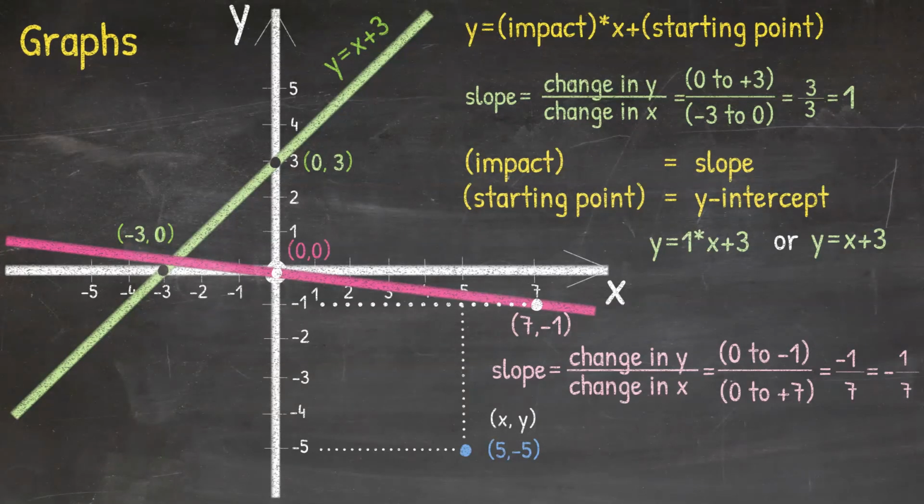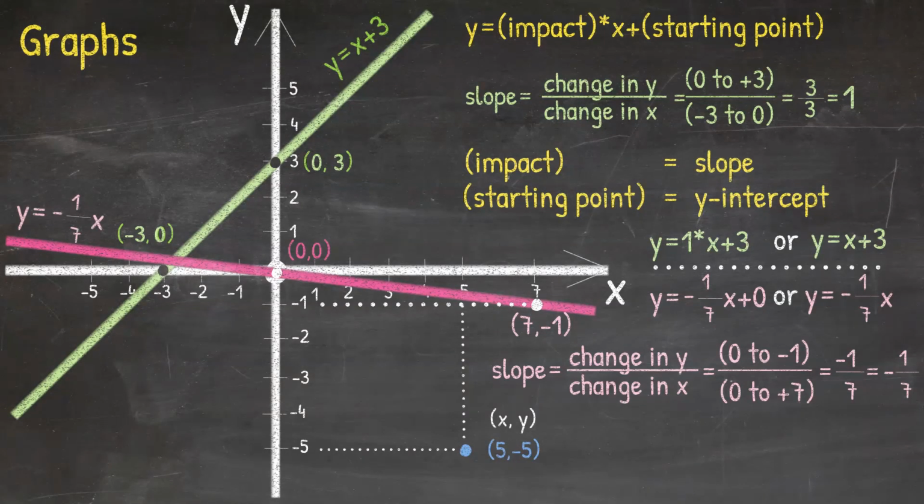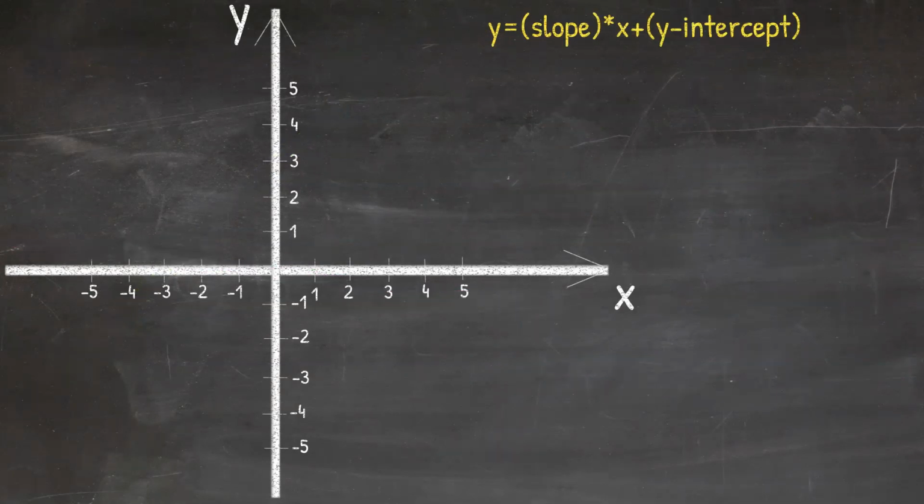By the same method, our pink line has the equation of y equals minus 1 over 7, which is the slope, times x, plus the starting point or y-intercept of 0. And let's put it down in simplified format. Y equals minus 1 over 7 times x. So what is this equation? Well, this equation defines all the points that belong to the line. And we can actually put a line together based on an equation.